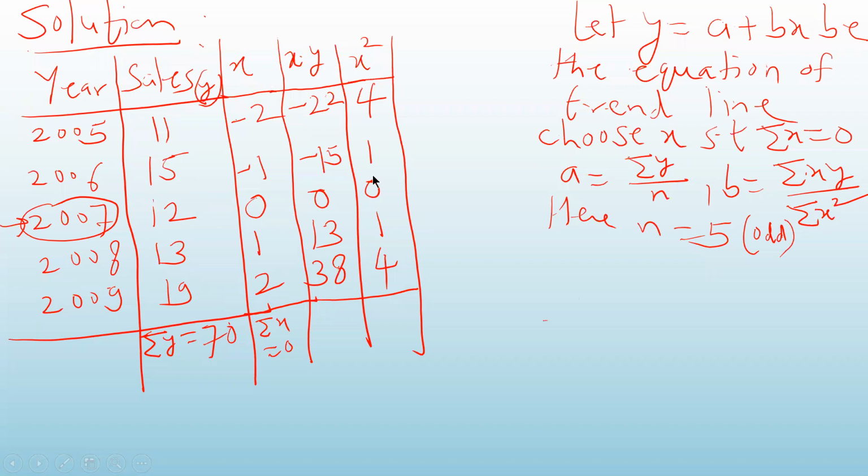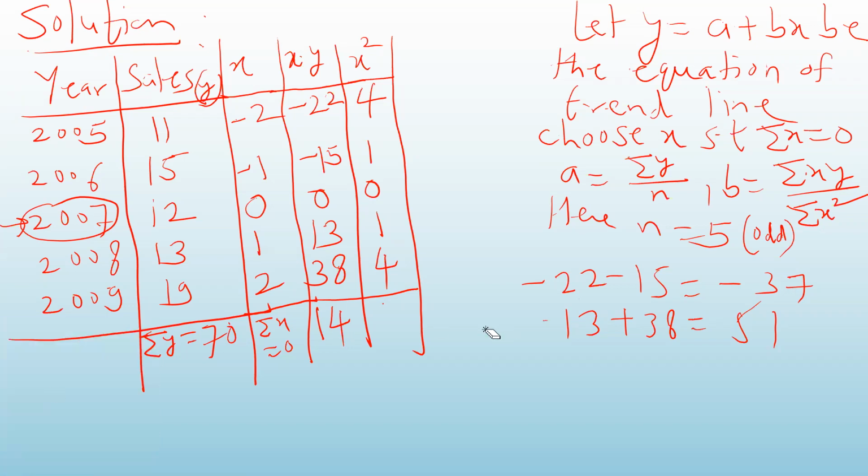Now summation of X into Y column. Here you see that some values are minus and some values are plus. So one way is to add the values which are with a negative sign: -22 and -15 will give you -37. Then add the values with a plus sign, 13 and 38, that is 51. Then 51 minus 37 will give you 14. This is one method, or you can use the calculator to take this sum.